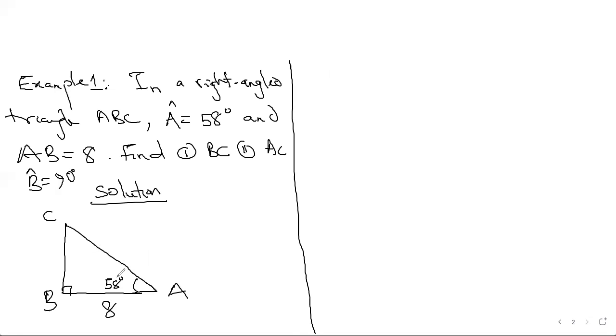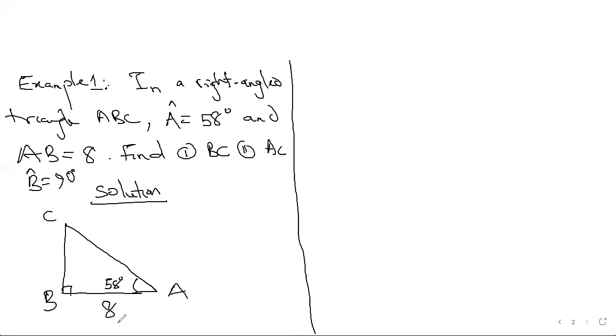Now, looking at this triangle, we know that we don't have the opposite, clearly, because the side that is facing the angle is the opposite. But we have the adjacent. So we can use this angle and the adjacent to find the opposite and to find the hypotenuse using the appropriate trigonometric ratio. So BC is the opposite in this case.